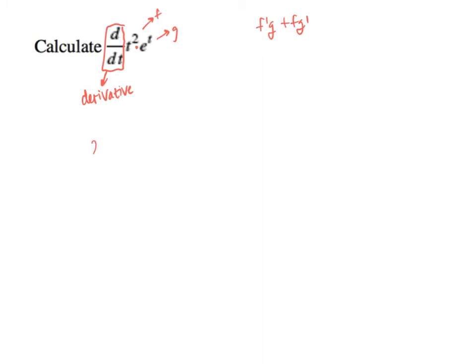Okay, so f prime is 2t, g stays, plus f stays, and g prime, remember the rule for e to the x remains e to the x, so we have e to the t here. Okay. This answer is totally acceptable, but some people might choose to factor e to the t out and leave an answer like this.